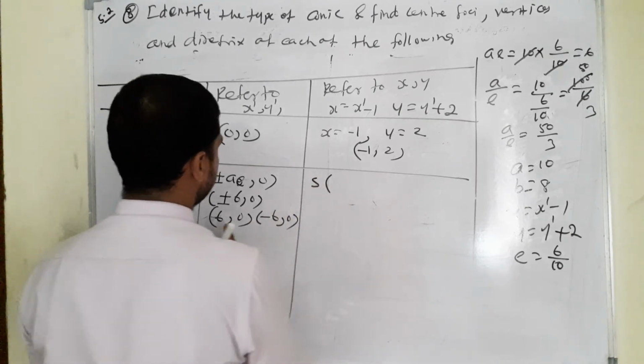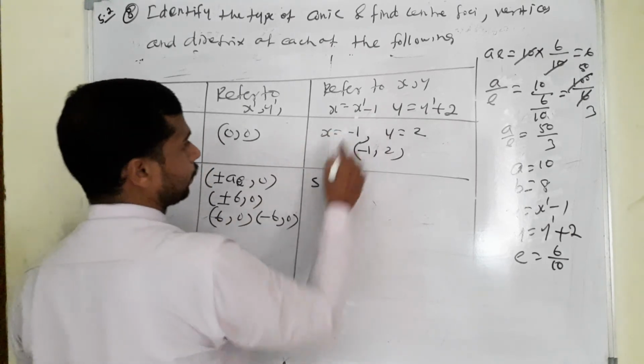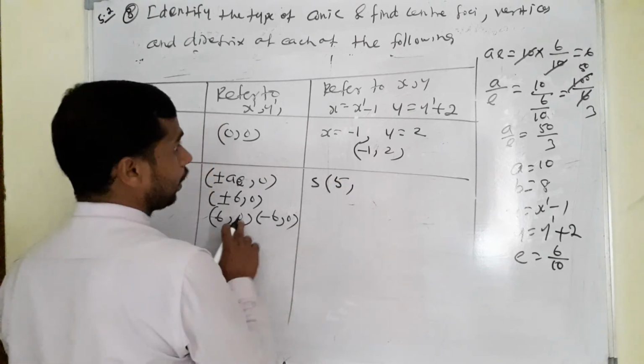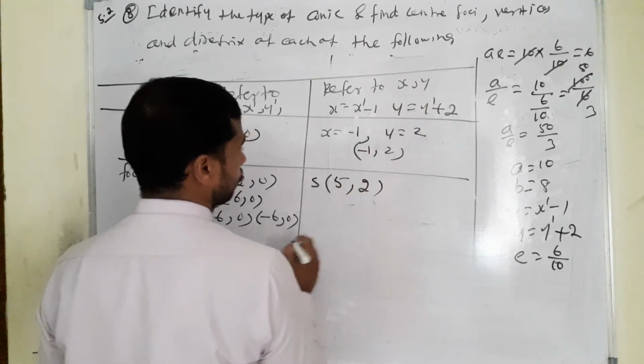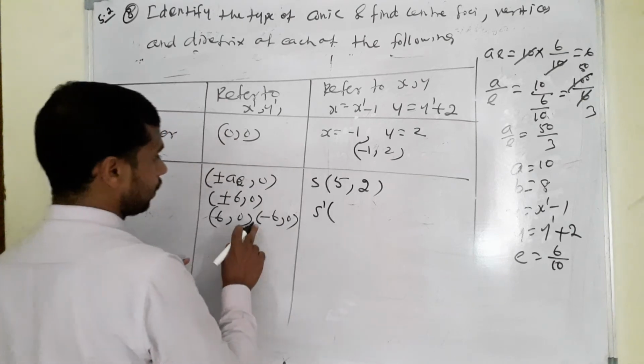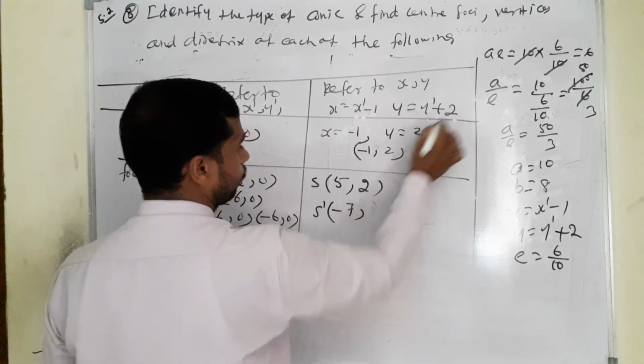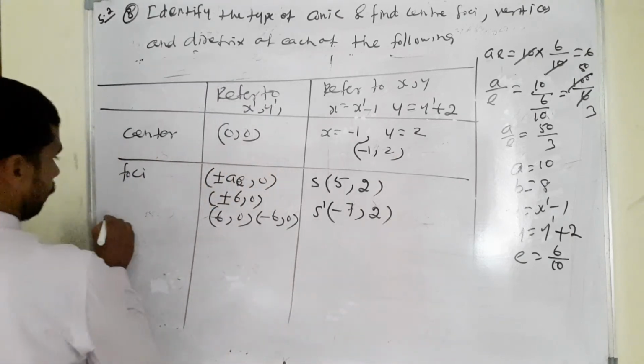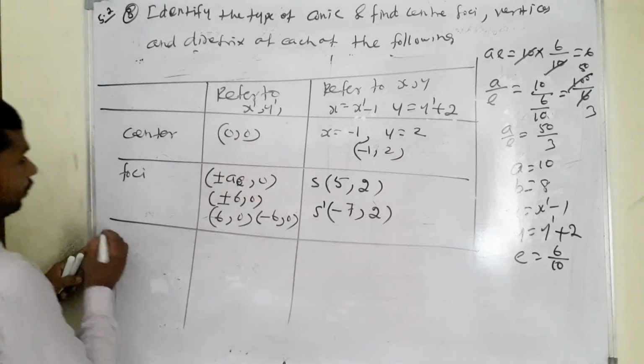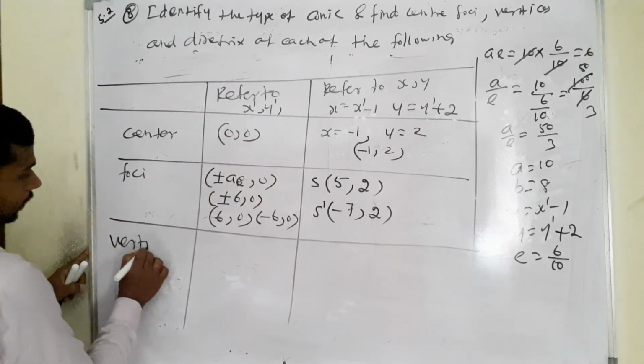So s means x value 6. So 6 minus 1 is equal to 5. Again 0 plus 2 is equal to 2. Then s dash means minus 6 minus 1. Therefore minus 7 comma 0 plus 2 is equal to 2. Then foci done.